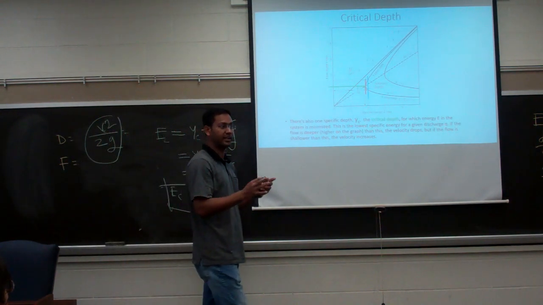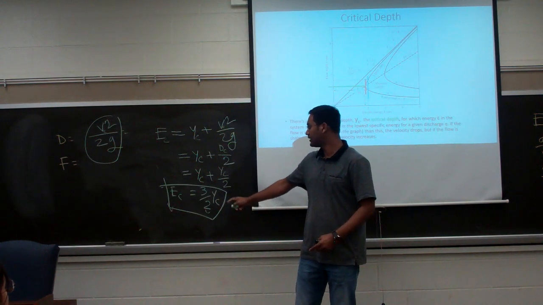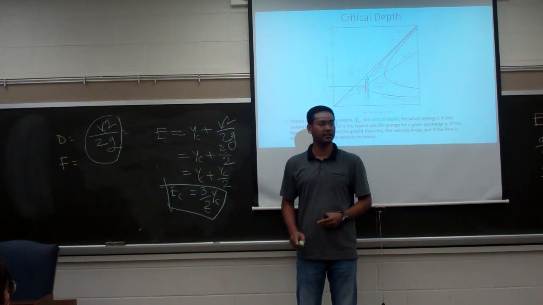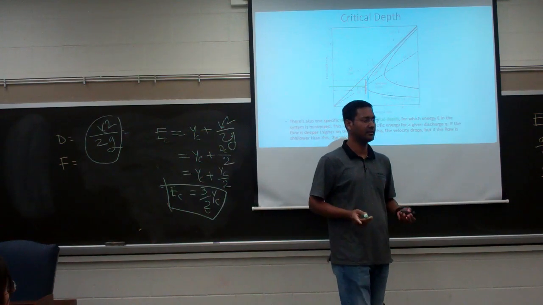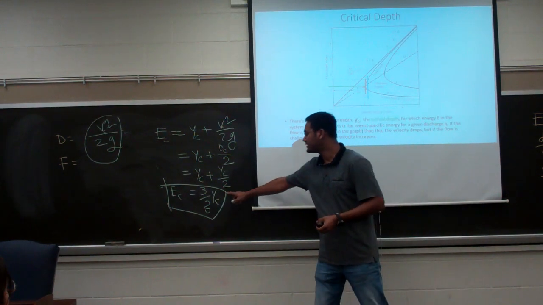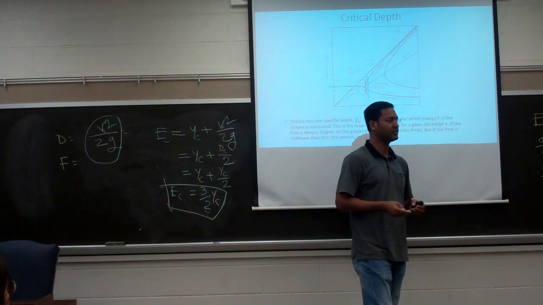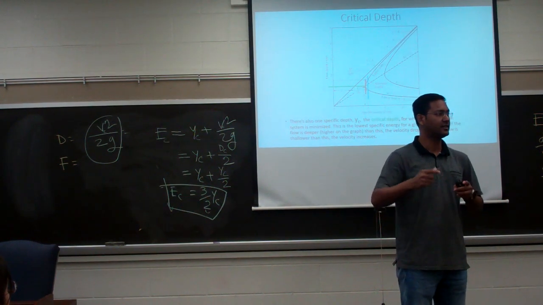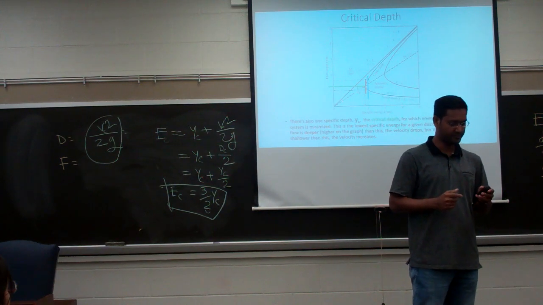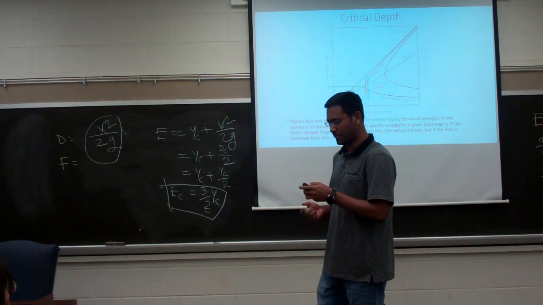If I know the flow is critical, I can easily calculate the specific energy by knowing only the depth of water, right? So YC. So at critical state of flow, the specific energy is minimum, and the specific energy is 1.5 times of the critical depth, right? So there are some other property.